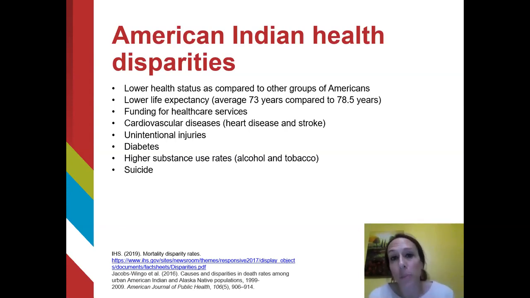Another example of a disparity comes from a 2018 report from the U.S. Commission on Civil Rights, which found that there was a big discrepancy in funding for healthcare services between the IHS, or the Indian Health Service, and the national system. And what they found is that within the IHS system, they were spending about $3,000 per patient or per person, compared to about $9,000 in the national system. So as you can see, these are just examples of some of the disparities that exist within this community.